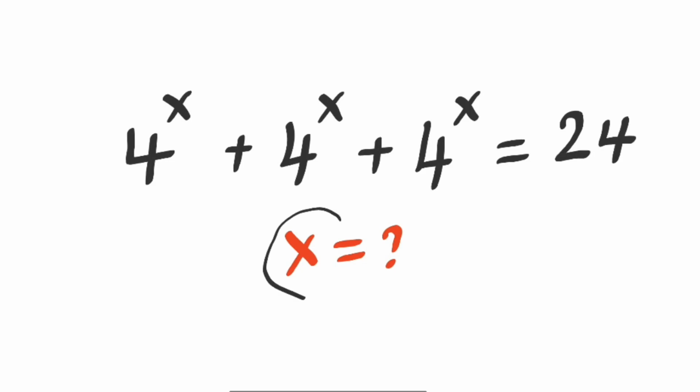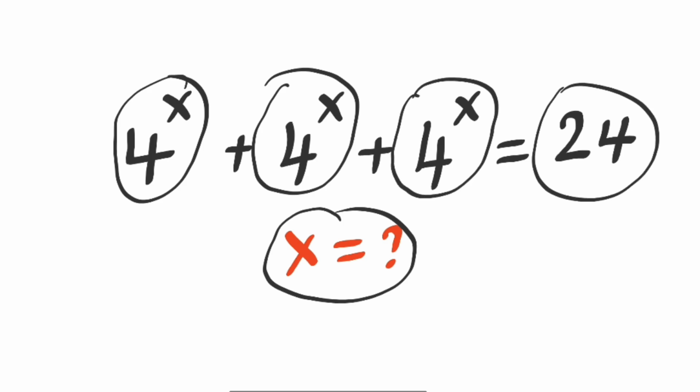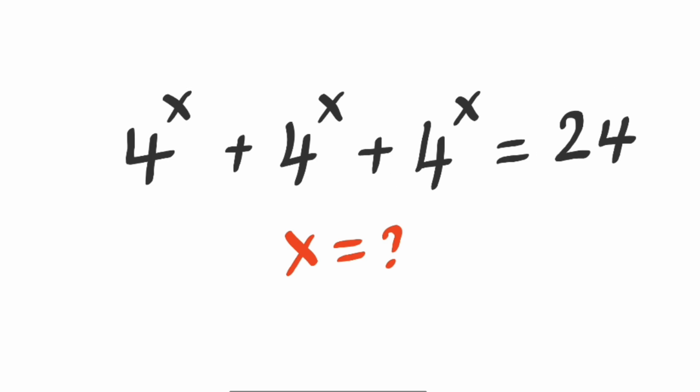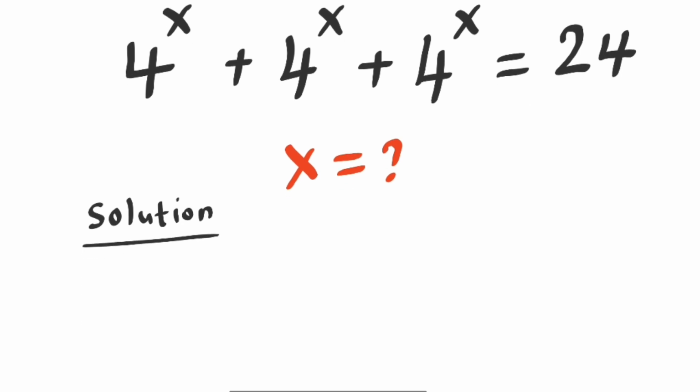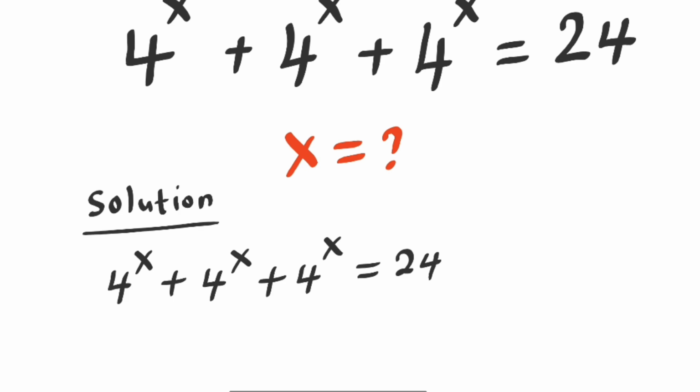Let us solve for x. Given 4 raised to power x plus 4 raised to power x plus 4 raised to power x is equal to 24. The given equation is 4 raised to power x plus 4 raised to power x plus 4 raised to power x is equal to 24.